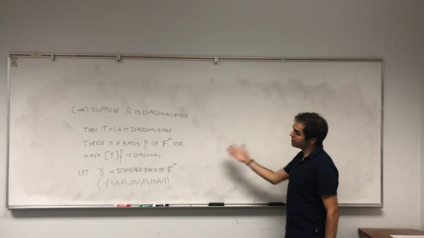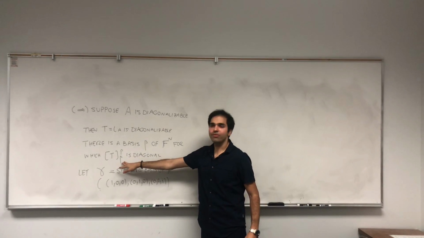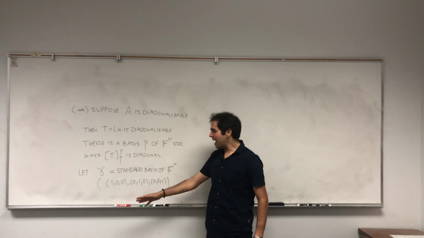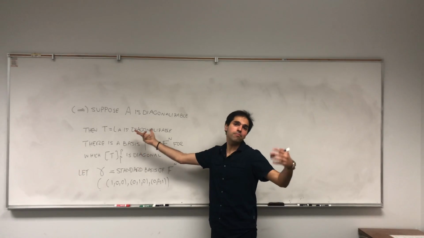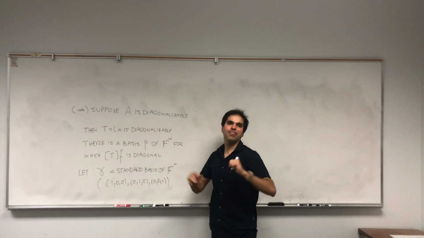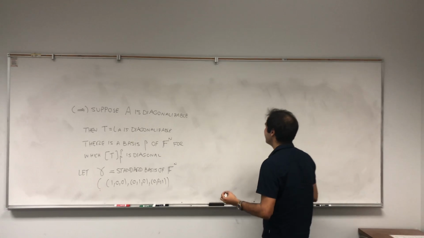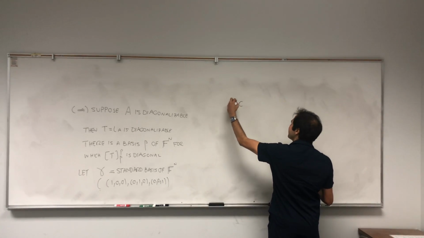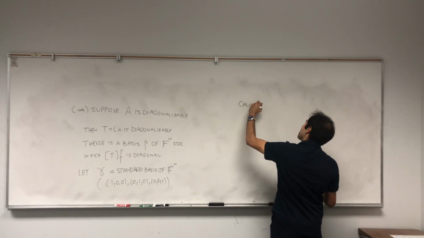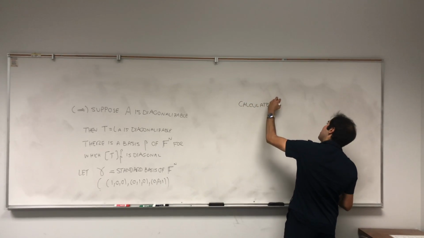Because we're given this matrix, right, which is diagonal. Now, we would like to find the same linear transformation, but with respect to a different basis. Fortunately, there's an easy way to do this. So let's calculate the matrix of T with respect to gamma, gamma.